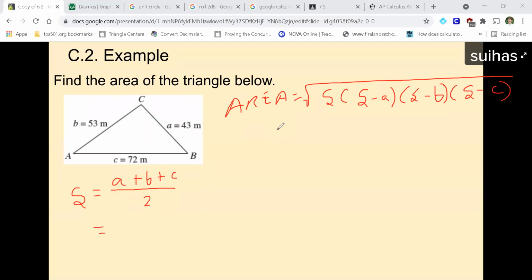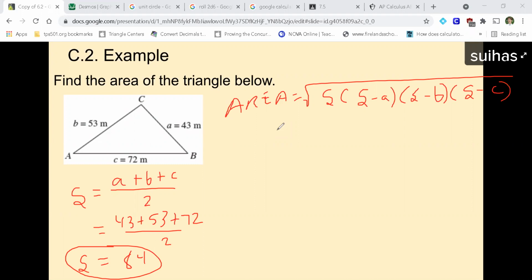So it would be 43 plus 53 plus 72 divided by 2, which is 84. Is that what you got? Do the numerator first, hit enter, then divide it by 2.